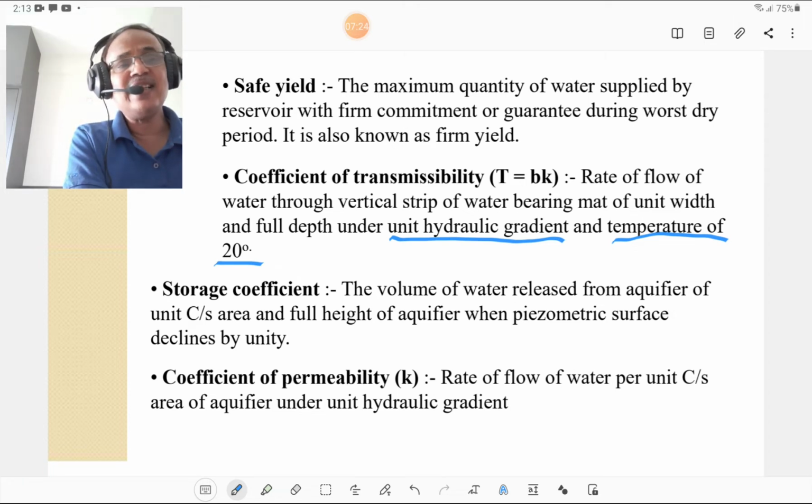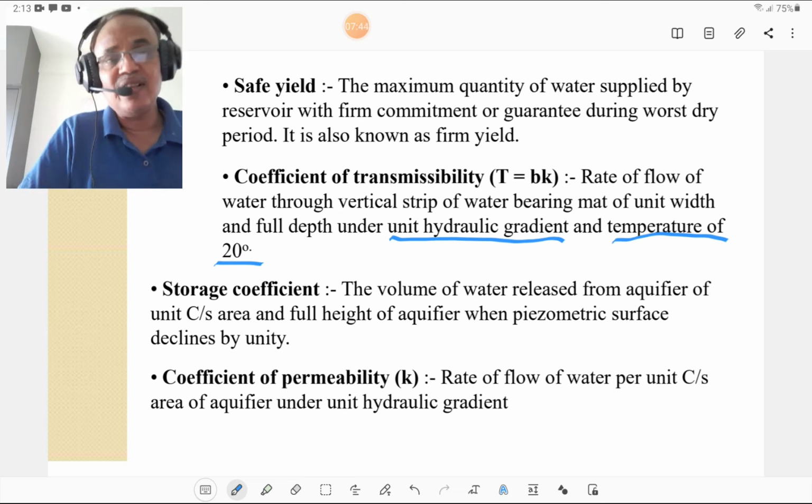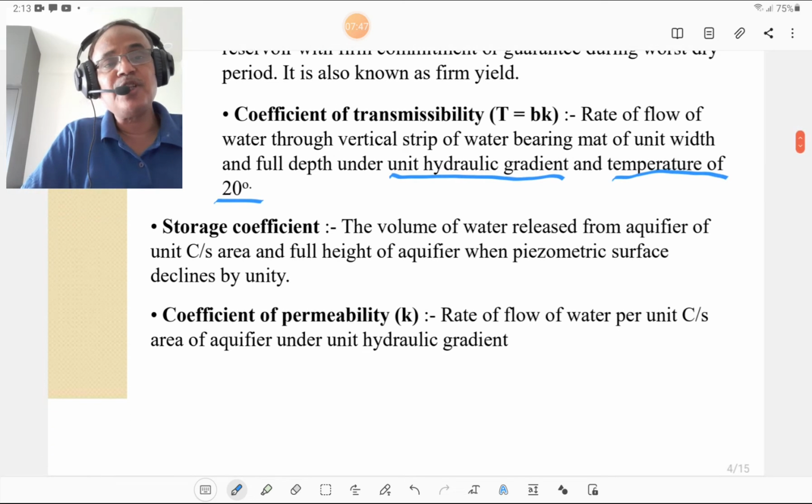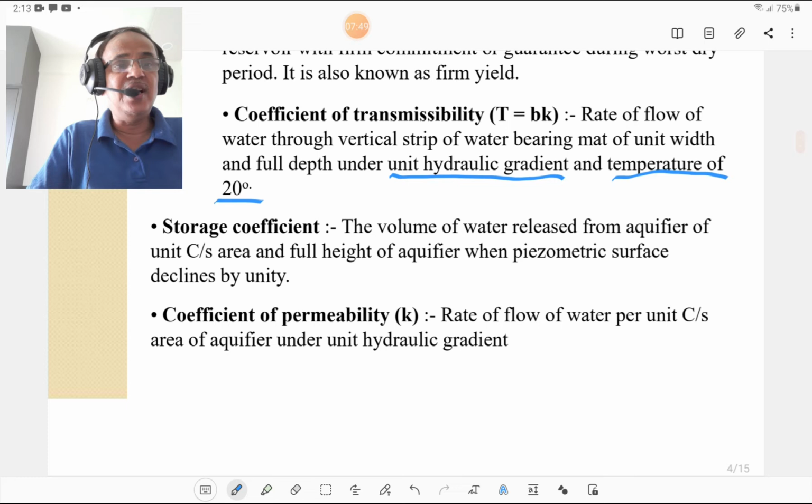What is that? That is nothing but the volume, rate of flow, that is discharge of water through a vertical strip of water bearing material, and at what depth and at what width? It is at full depth and width is unit 1 under unit hydraulic gradient and at a temperature of 20 degrees Celsius. Then we will discuss the storage coefficient. The volume of water released from the aquifer of unit cross sectional area and full height of aquifer when piezometric surface declines by unity. That is the storage coefficient.